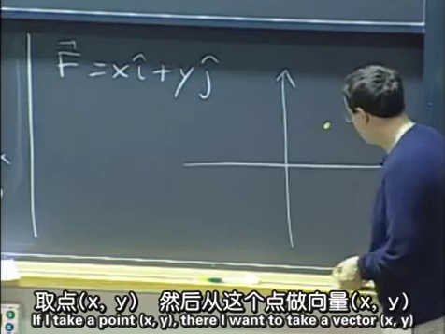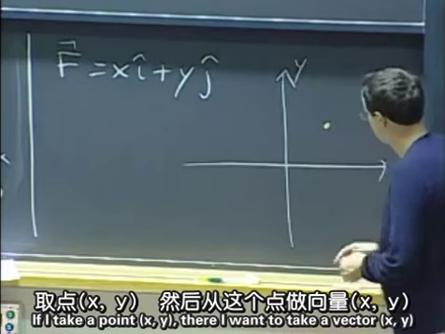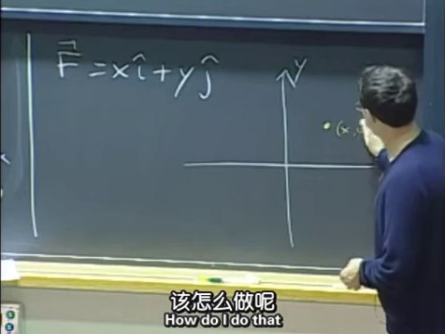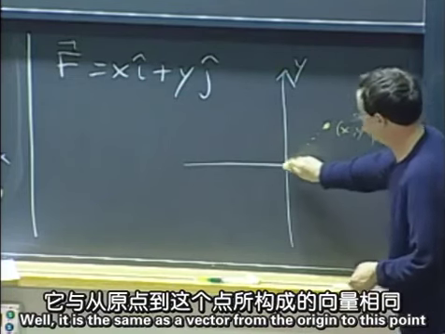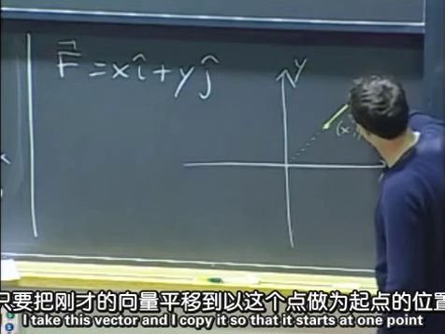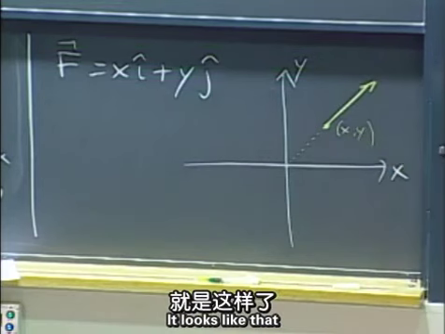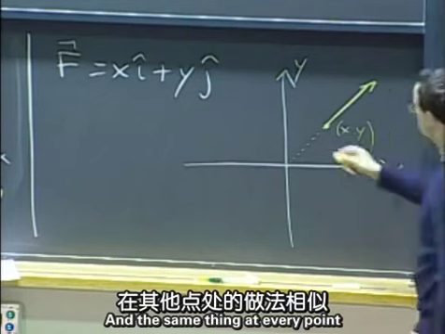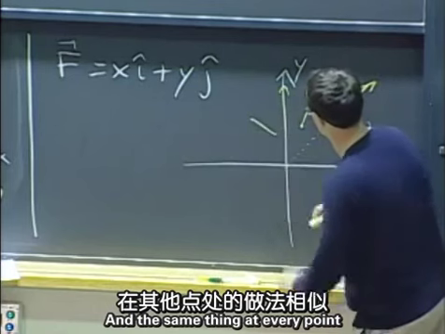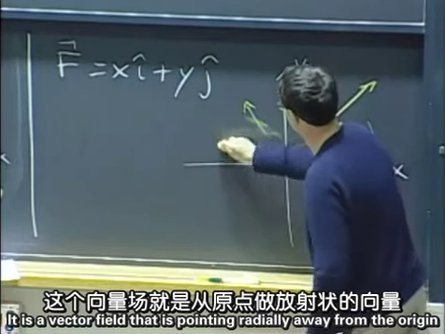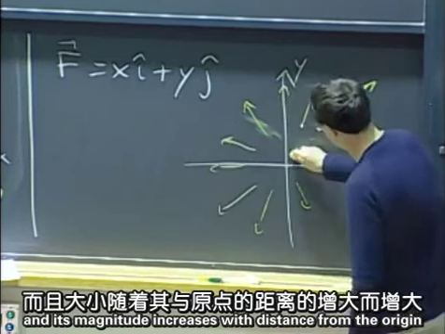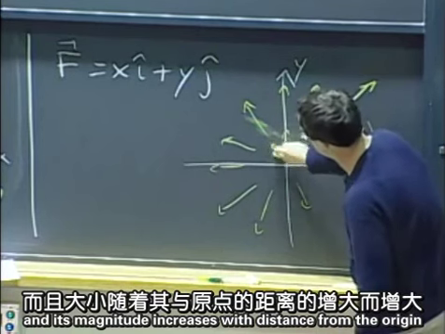If I take a point (x, y), there I want to take the vector (x, y). How do I do that? Well, it's the same as the vector from the origin to this point. So I take this vector and I copy it so that it starts at my given point. It looks like that, and same thing at every point. So it's a vector field that's pointing radially away from the origin, and its magnitude increases with distance from the origin.